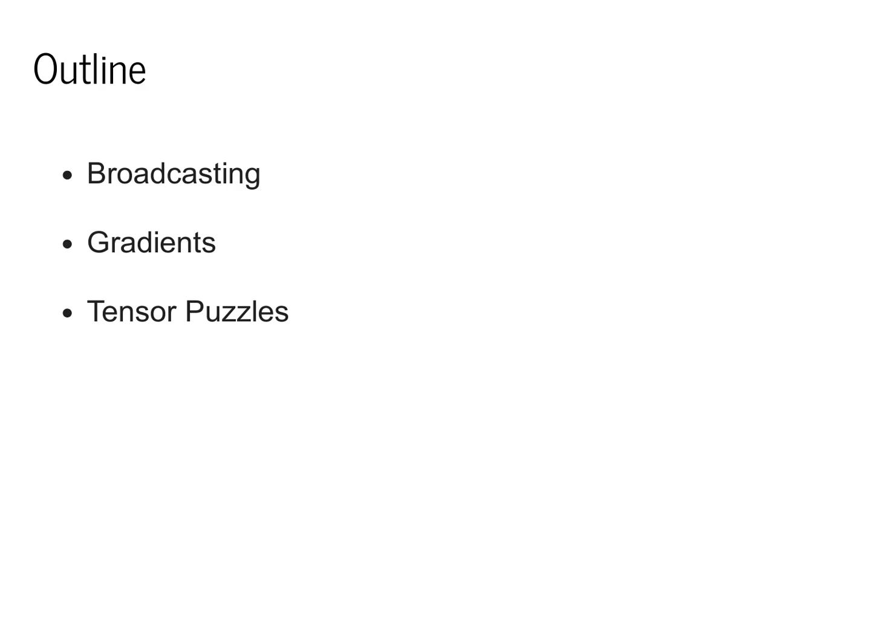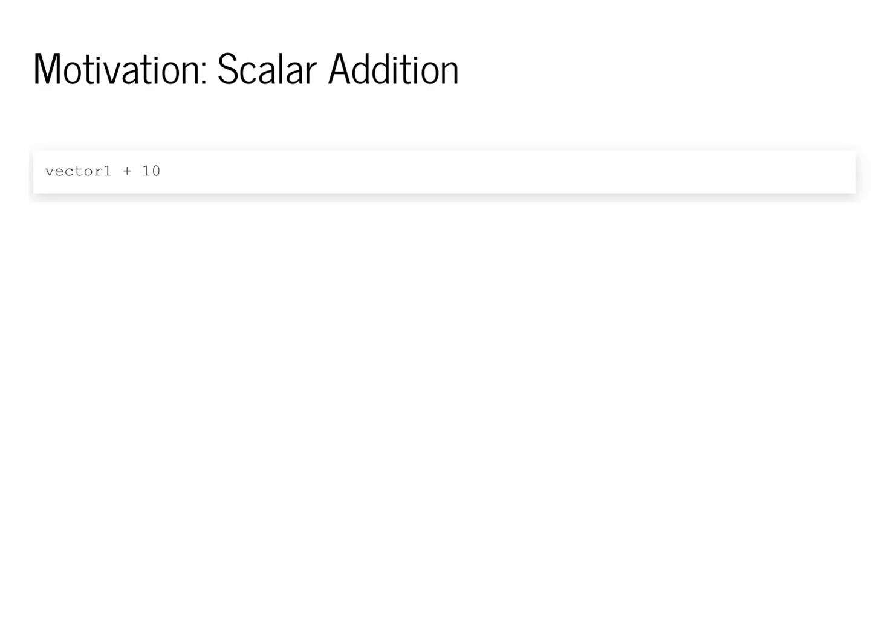In today's class, we'll review a bit more about broadcasting, and we'll talk about the future use of gradients and introduce the tensor puzzles. So let's review how broadcasting works. The motivating challenge of broadcasting is that we want to extend the zip operation to work not just on tensors of the same shape. For example, if we want to add a scalar value to a vector, we'd like to automatically and implicitly increase the size of the scalar to the size of the vector so that we can add them together. We'd like to do this without running a for loop in Python and without using any additional memory.